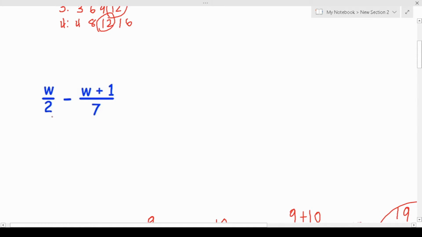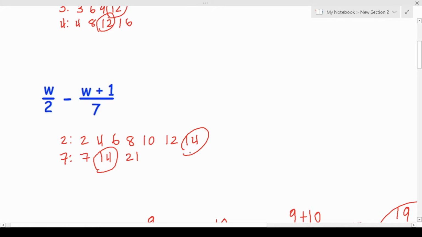So one way to do that is to list out multiples of 2 and 7 and then find their least common multiple. Multiples of 2 are 2, 4, 6, 8, 10, 12, 14, and so on. And multiples of 7 are 7, 14, 21, and so on. And right away we should see that these have a least common multiple of 14, which means we're going to use 14 as their least common denominator. In other words, we're going to rewrite these fractions such that they both have denominators of 14.